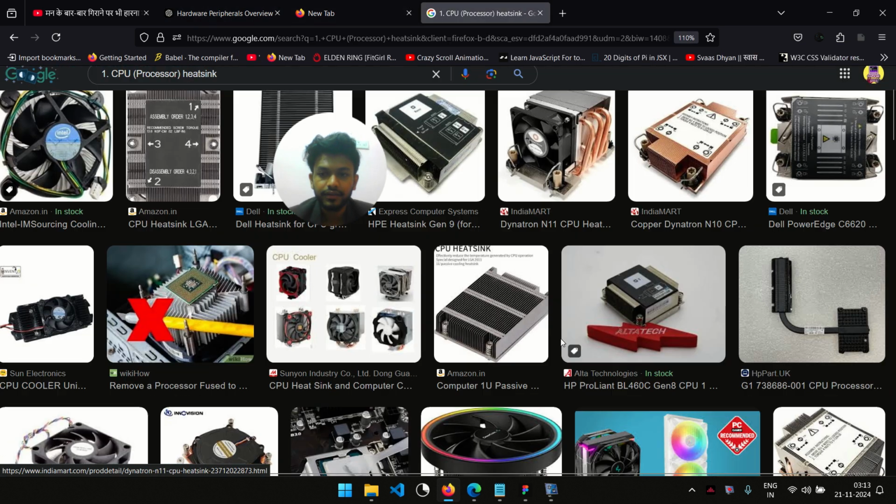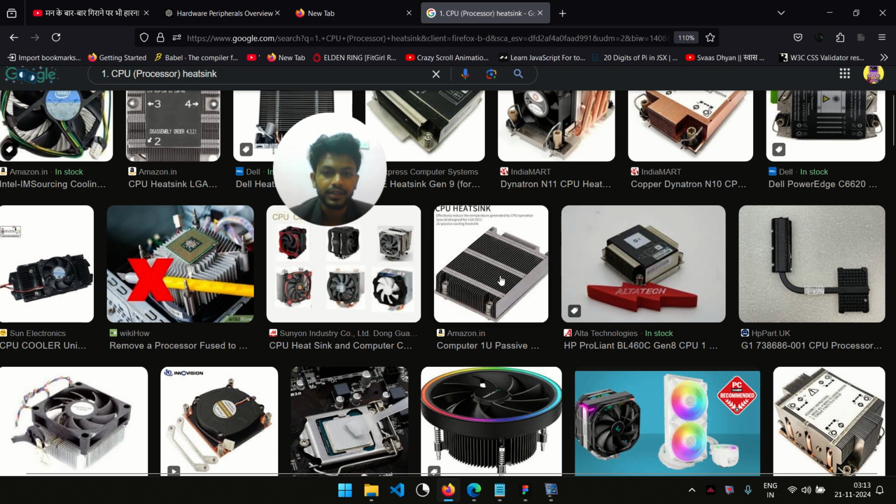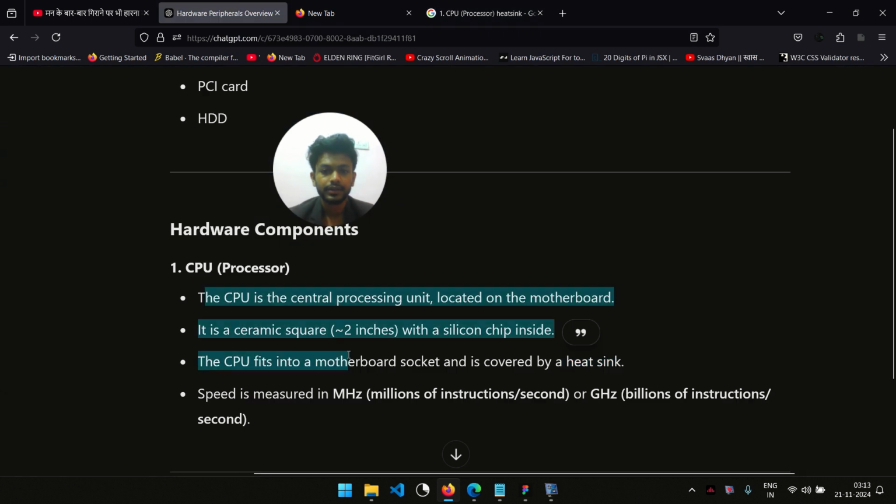Oh, so there is a difference between the heat sink and something else. So this is the heat sink. Okay, got it. So that's it.